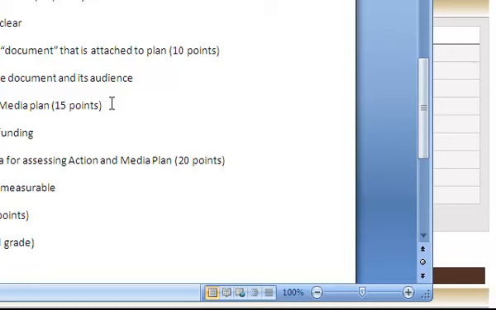Then you need a plan for evaluating and criteria for assessing the Action and Media Plan. And again, I have a nice document under Action and Media Plan in Doc Sharing that has some information for you. But this is where your research class comes into play, all right? So how are you going to know that you are achieving what you think you're achieving?